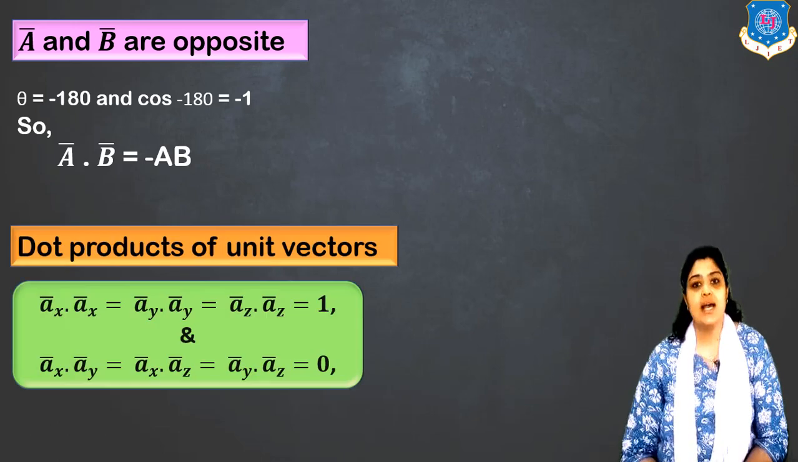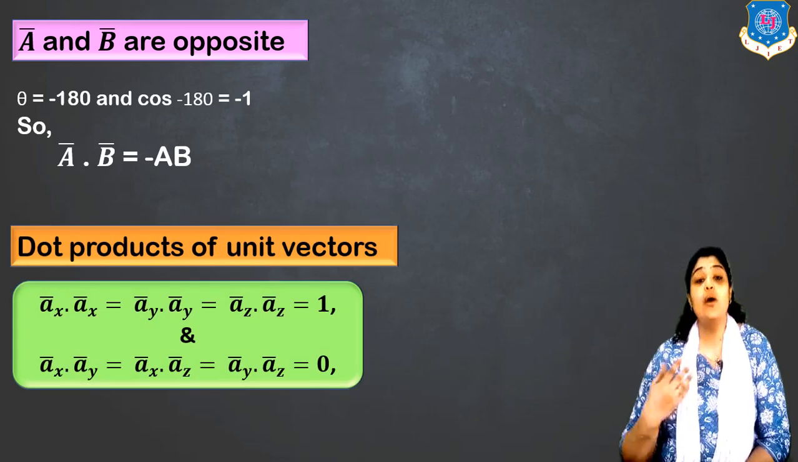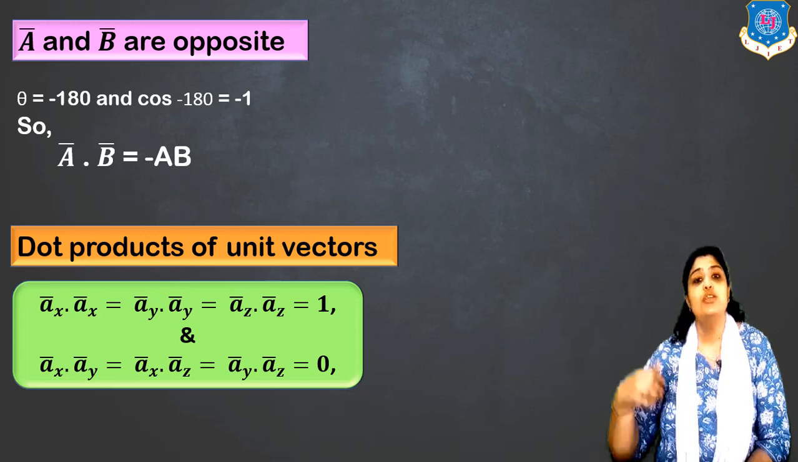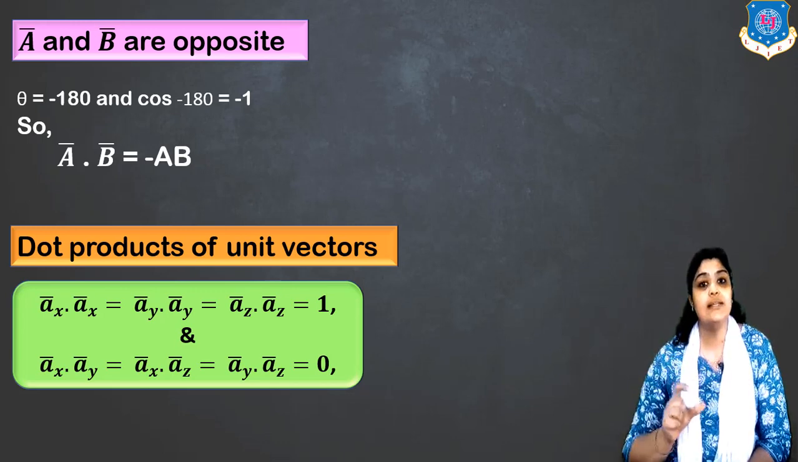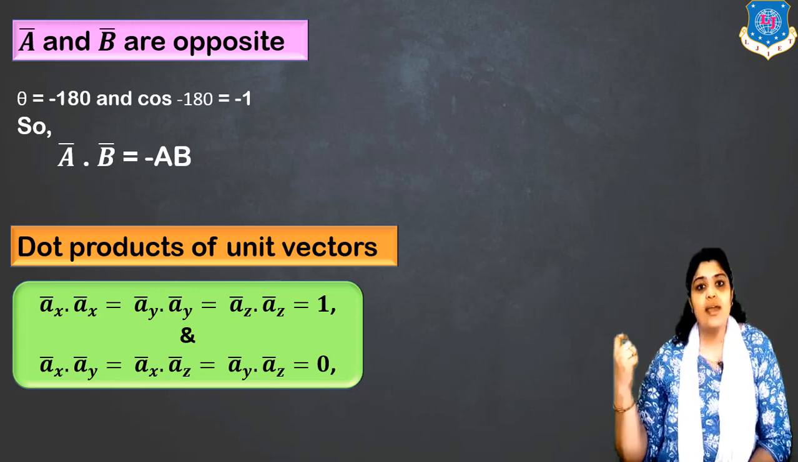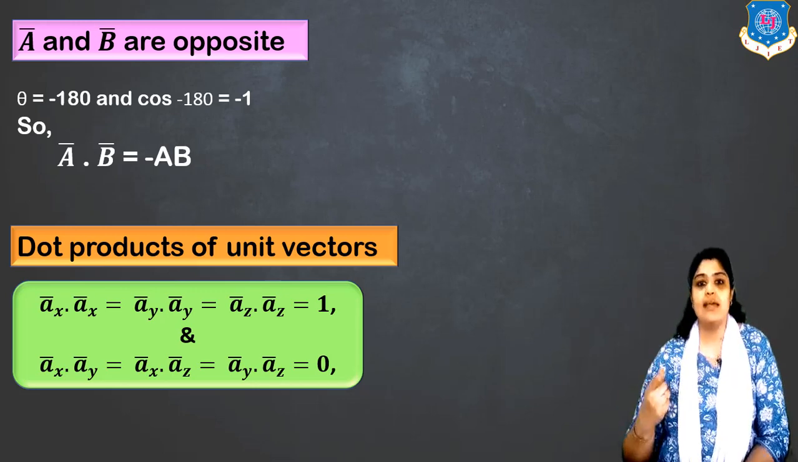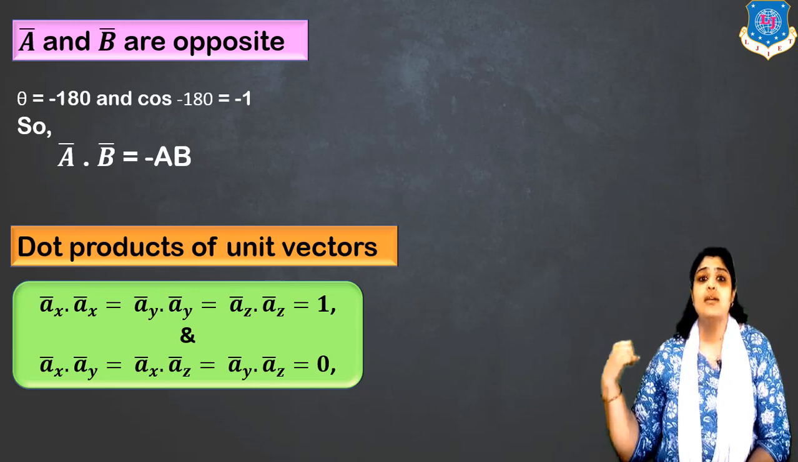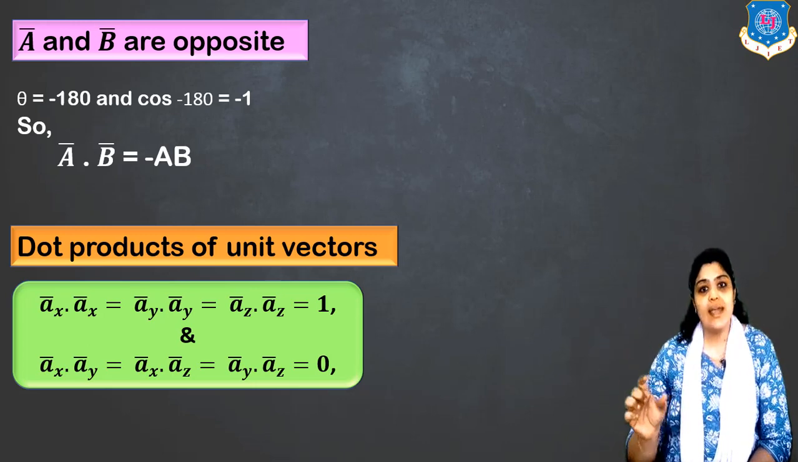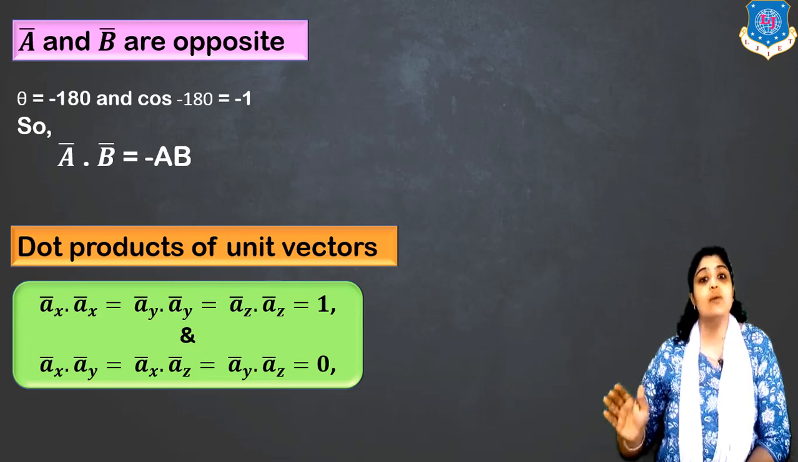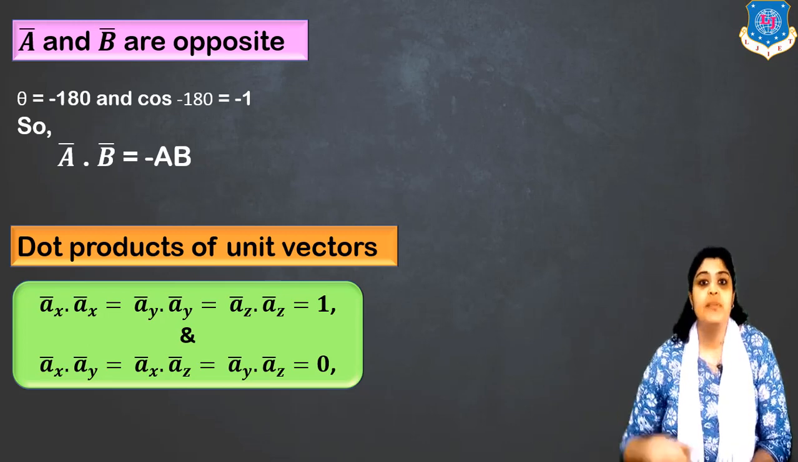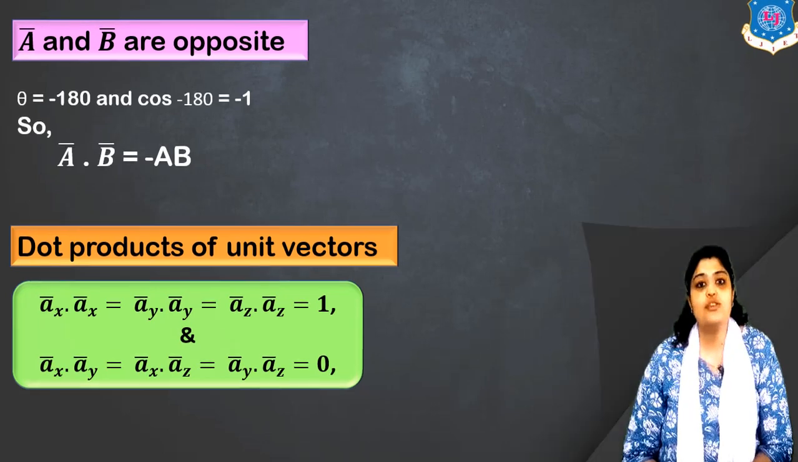Now, let's discuss the dot product of unit vectors. How do we denote the dot product of unit vectors? Consider that AX is a unit vector in the X direction, AY is the unit vector in the Y direction, and AZ is the unit vector in the Z direction. So I can simply write AX dot AX is equal to AY dot AY is equal to AZ dot AZ is equal to 1. And AX dot AY is equal to AX dot AZ is equal to AY dot AZ is equal to 0. So this is how we represent the dot products of unit vectors.